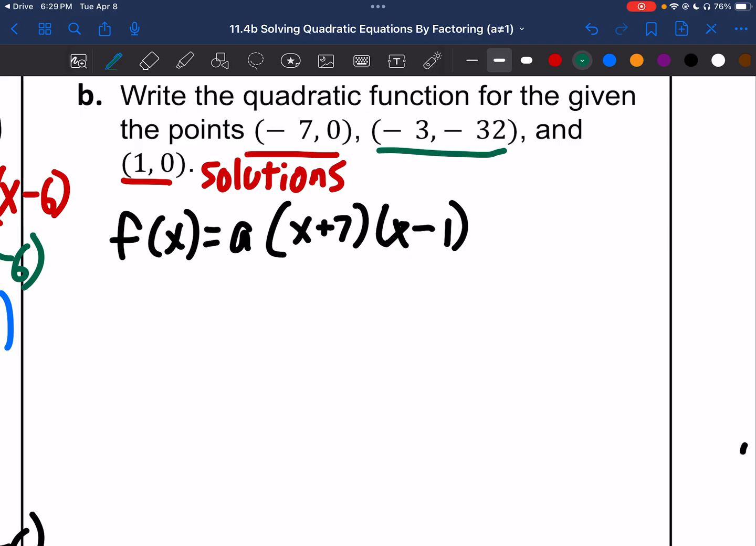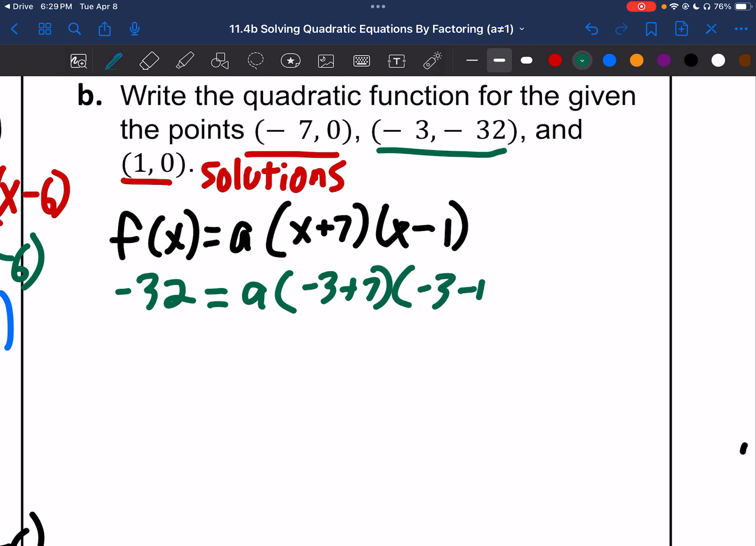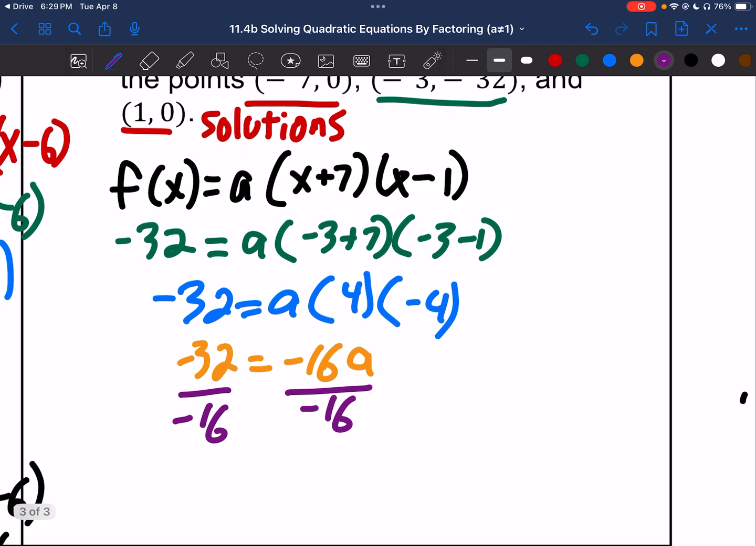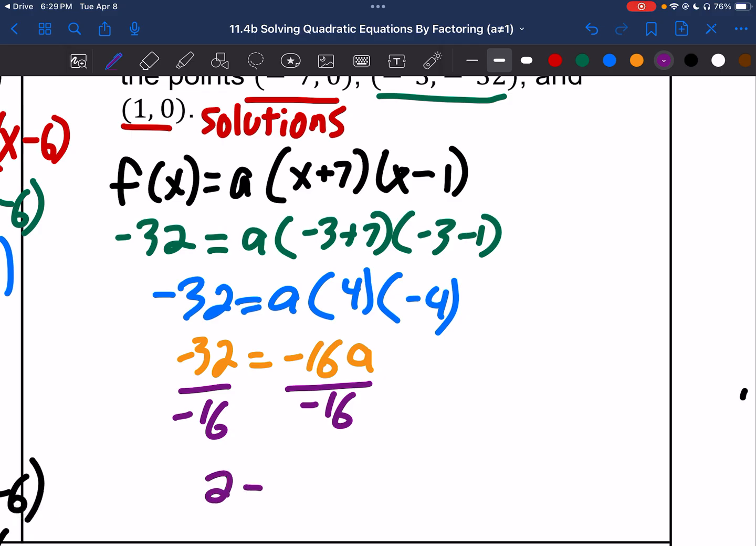So we have -3, -32. So I'm going to substitute in -32 for f of x is equal to a times -3 plus 7 times -3 minus 1. So -32 equals a times -3 plus 7 is 4. -3 minus 1 is -4. So -32 equals 4 times -4 is -16a, which then I divide both sides by -16, and I get that positive 2 is equal to a. So my a value is positive 2.